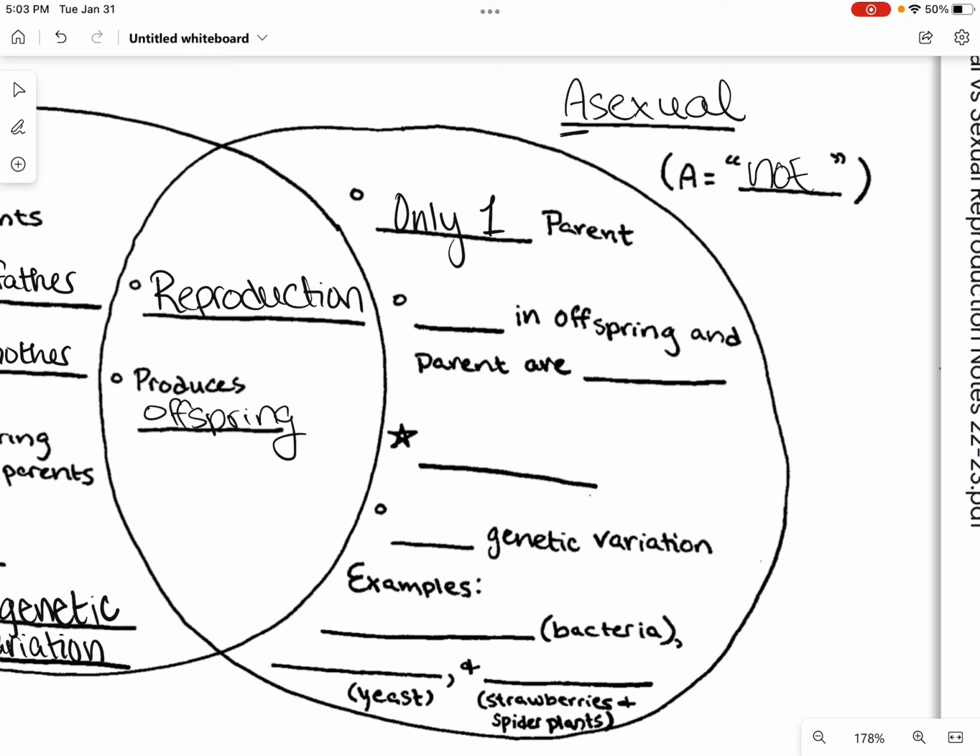Because you only have one parent, because you don't have meiosis in asexual reproduction, your DNA in all of your offspring that are produced through asexual reproduction are going to be identical to their parents.